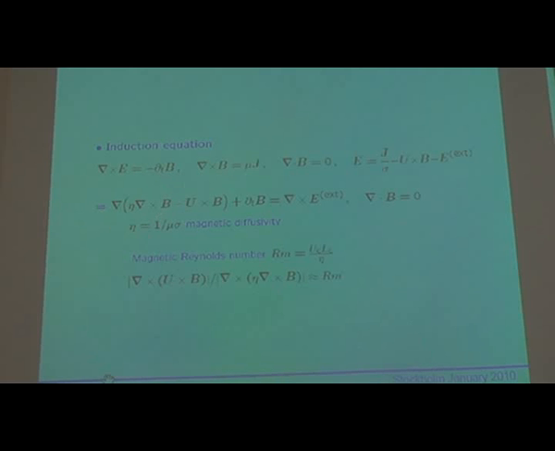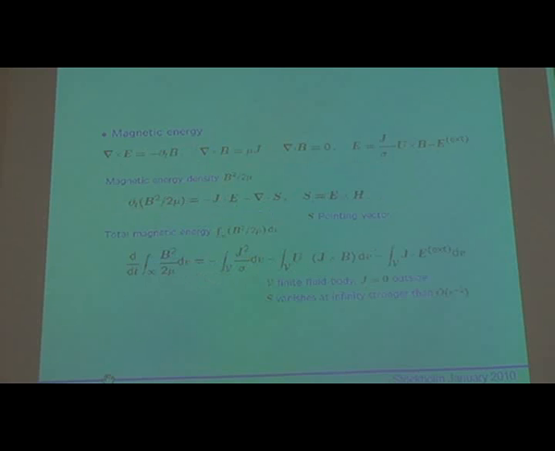Okay, have a look on the magnetic energy balance. Again, the equations you need. Magnetic energy density is defined by B squared over 2 mu, and you can derive from these equations the so-called energy integral of Maxwell's equations.